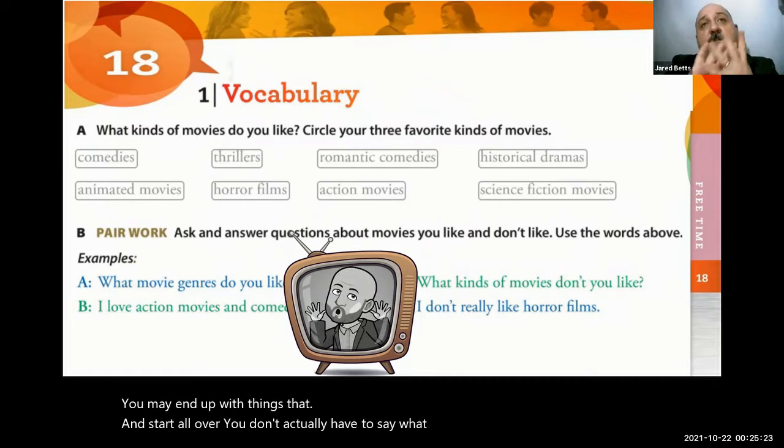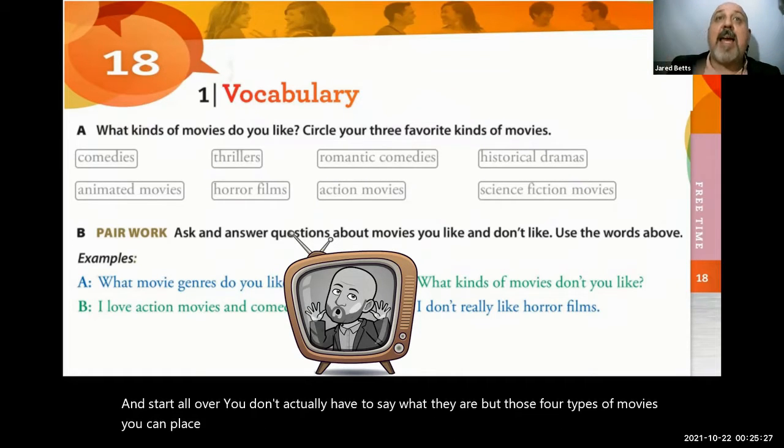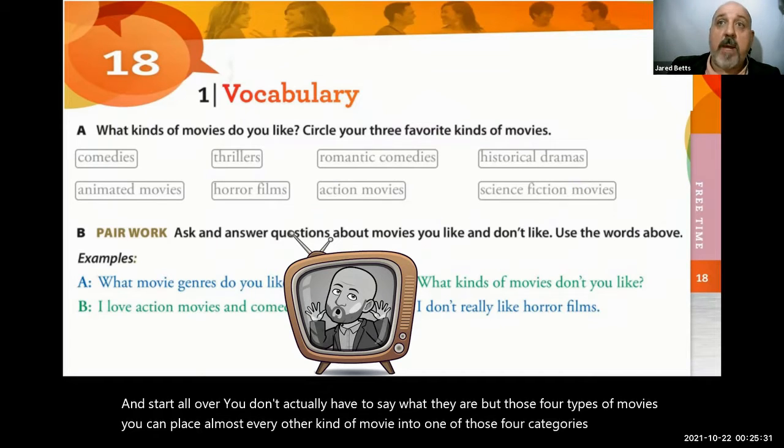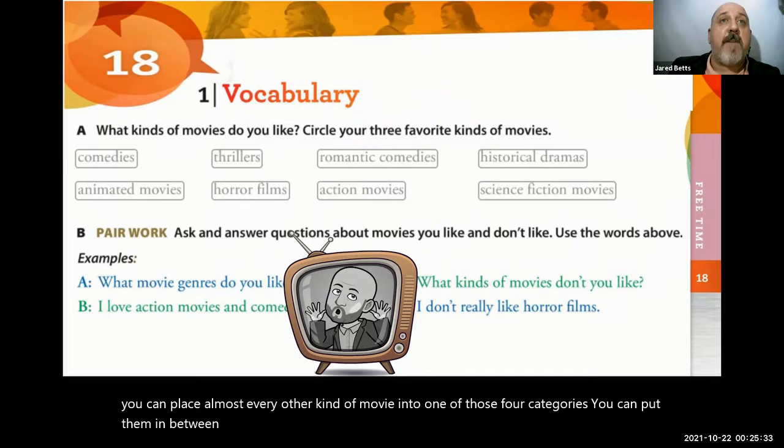But those four types of movies, you can place almost every other kind of movie into one of those four categories. You can put them in between. You can talk about horror films. Horror films are a thriller. They're designed to scare you or make you think.